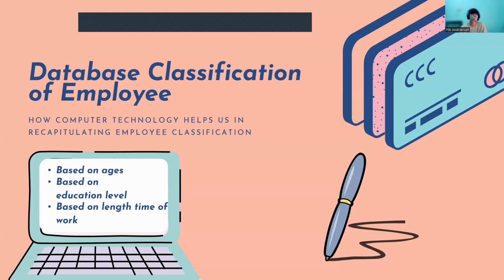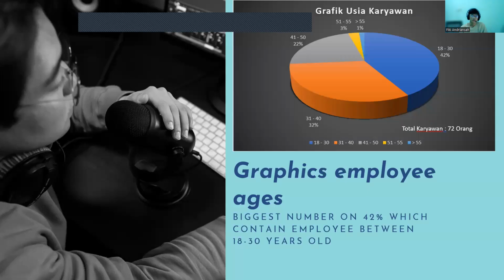So basically, we have three classifications. First, based on ages, second, based on educational level, and the last one is based on length of time of work. So that is the database classification of employee itself. So we would like to talk about the graphic of employees based on ages.